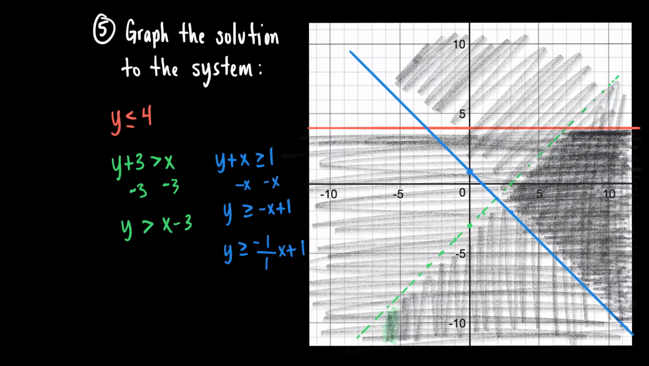Now remember, stay below that red line. We're going to stay below the red line, below the green line, and above the blue line. So this right here would be our solution set.